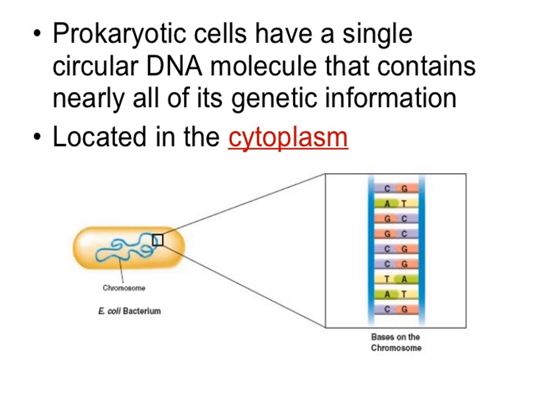Now you must know the characteristics of prokaryotic DNA. Eukaryotic DNA is usually very long and a linear molecule. Here, the prokaryotic cells have a single circular DNA molecule that contains nearly all the genetic information, and it is present in the cytoplasm as the nucleoid material.